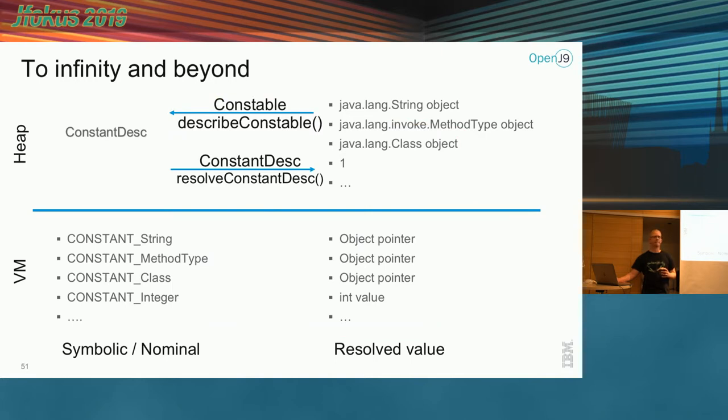But what if I want to go the other way? Well, at least at the heap level, I can take my constant description and I can resolve it and get back the actual live value. For a lot of things, this is trivial. Your string is a string regardless of where you resolve it. For some other things, though, you may need to have access permissions to be able to do that resolution. So that resolveConstantDesc method takes a MethodHandles.Lookup object. So that resolution is done within the context of that lookup object. We'll probably see more and more of that in Java going forward, that the MethodHandles.Lookup becomes your capability object to determine whether you're allowed to do something. We're already seeing more of that with more and more APIs showing up in java.lang.invoke.